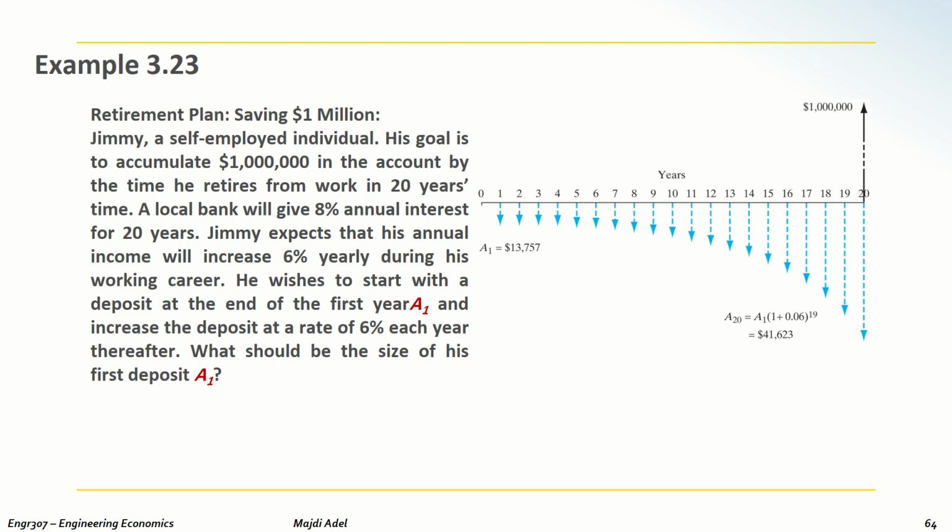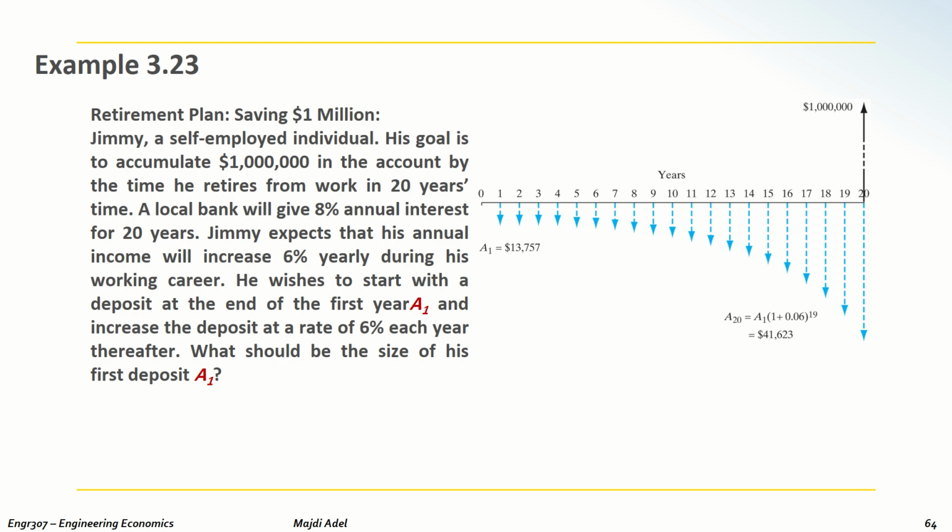Jimmy expects that his annual income will increase by 6%. So he is going to put or to increase his savings by 6% every year. The question is, what should be the size of his first deposit? How much is the first amount he must put in the bank and increase by 6%, and he increases 6% every year for 20 years. So at the end of the 20th year, he will have $1 million in his bank account.